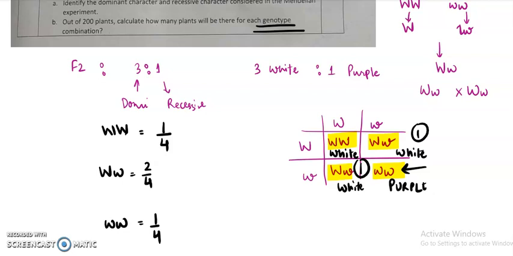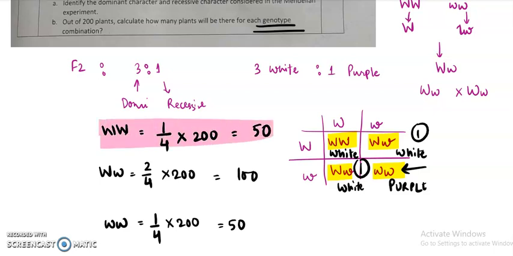So they are asking for 200 seeds, so we will multiply this figure by 200. And the values that we'll get after solving, it will be how much? 50. Here in this case, it would be how much? It would be 100 and it would be 50. So for this genotype, capital W capital W, the number of seeds will be 50. For capital W small w, it will be 100. For small w small w, it will be 50.